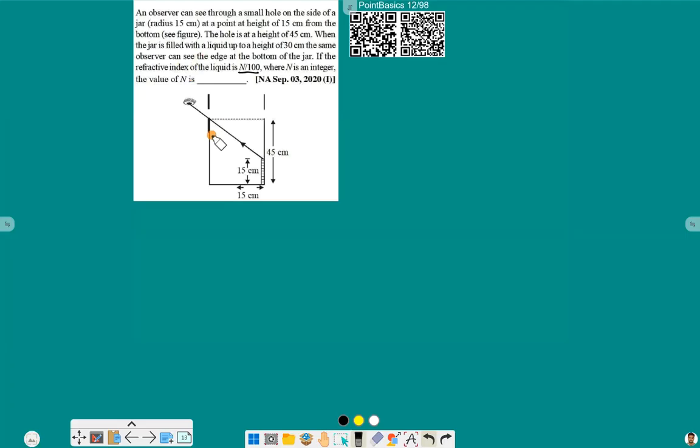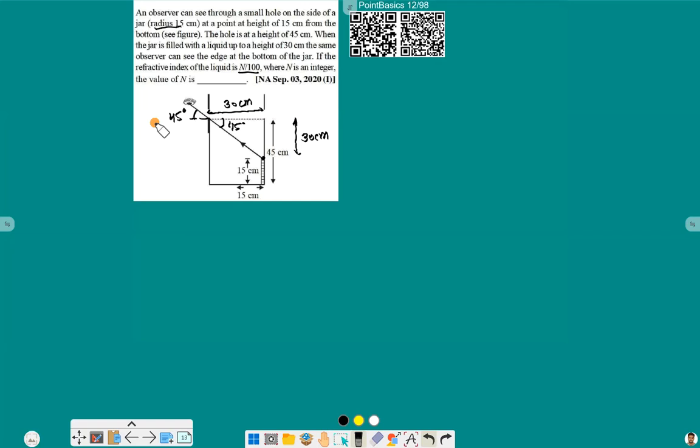So here, in the initial case, when this jar is empty, the light travels in a straight path, and he can see up to this point. Now we know that the base is 15 centimeter, so this height will be equal to 30 centimeter, and the radius here is 15 centimeter, so this will be the diameter. So this will be equal to 30 centimeter. So here we can see that both of the sides are equal. So if sides are equal, this angle will be 45 degree. And if this is 45, then from the parallel rays, we can find out that the angle of incidence is 45 degree here.